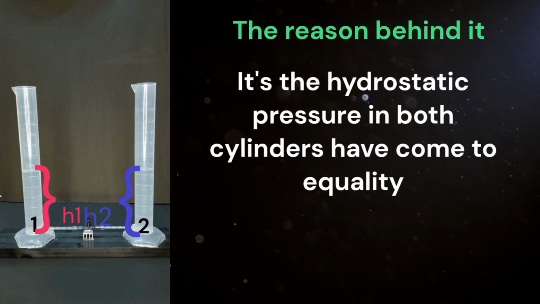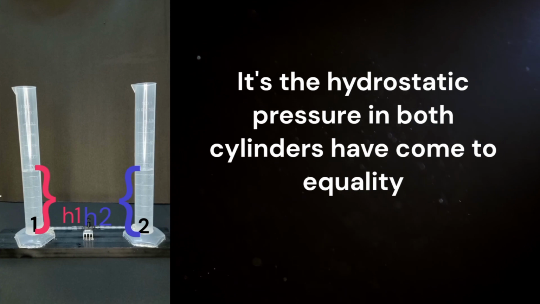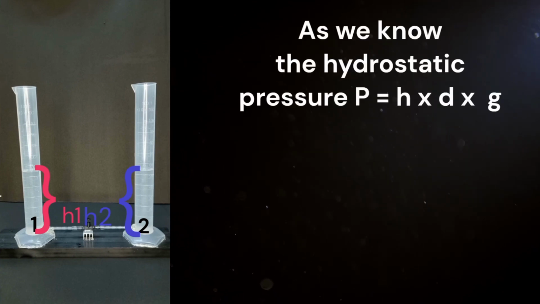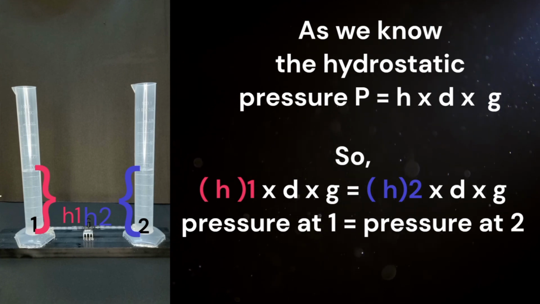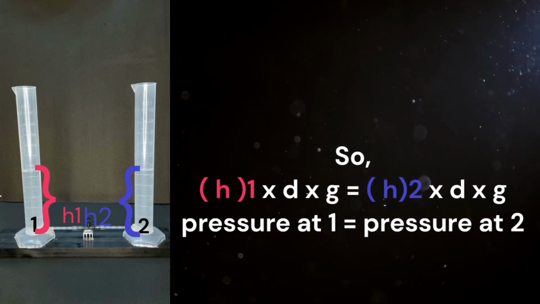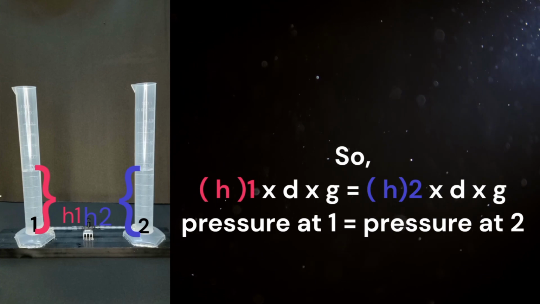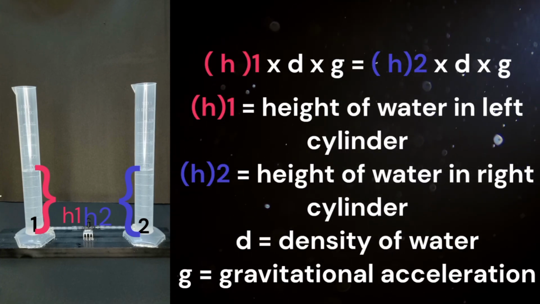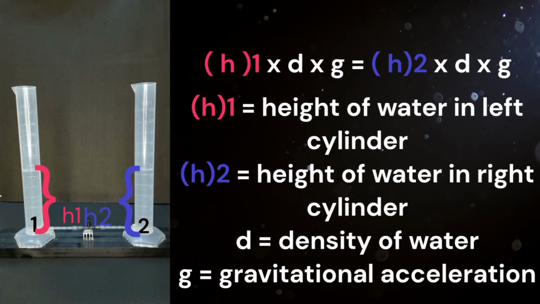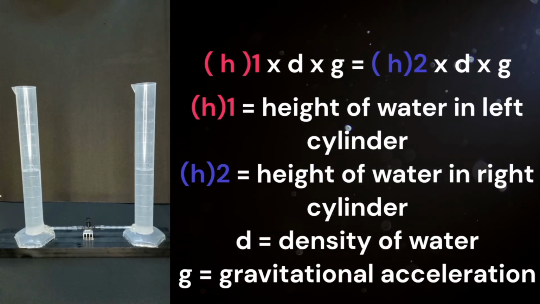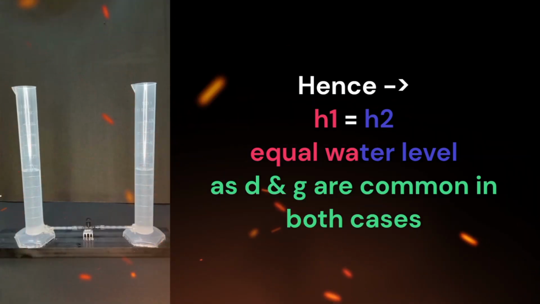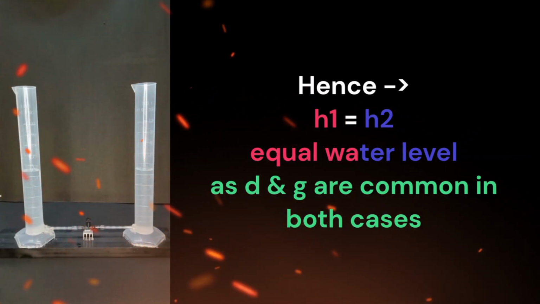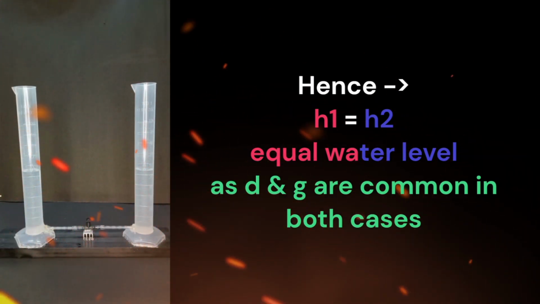Now let's get the reason behind it. The hydrostatic pressure in both cylinders has come to equality. As we know, the hydrostatic pressure P equals h d g. So, H1 d g equals H2 d g, where H1 equals height of water in the left cylinder, H2 equals height of water in the right cylinder, d equals density of water, g equals gravitational acceleration. Hence, H1 equals H2. That is, equal water level in both cylinders, as d and g are common in both cases.